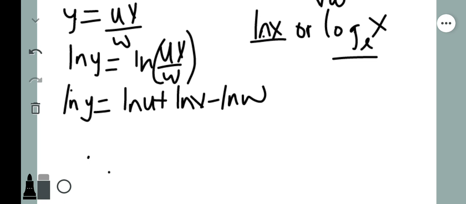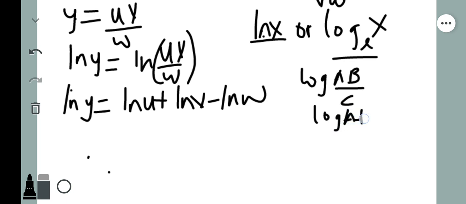So if I have log ab over c, what does it mean? If I have log ab, it means log a plus log b. In this case now, log a will be what? Log a plus what? Log b, and divide by c will be minus log c. Do you get it now? So anything you can do for log, you can also do for ln. So log ab gives me this, divide by c, it gives me minus log c.